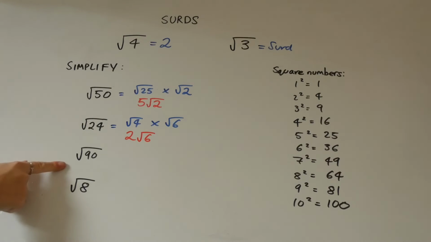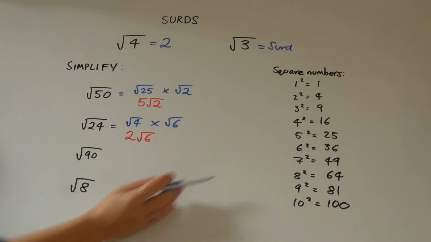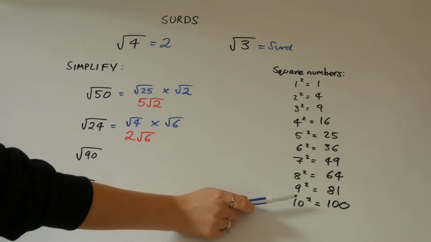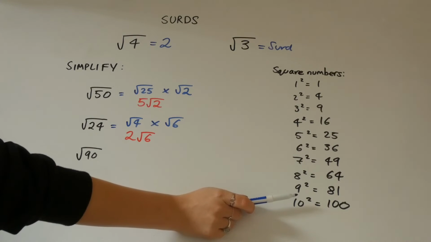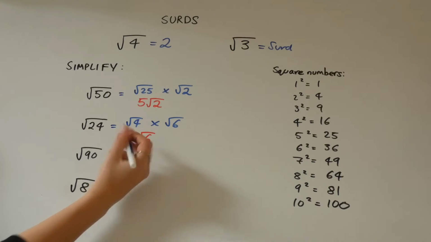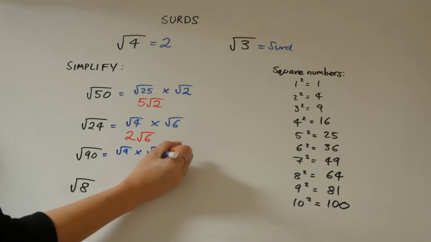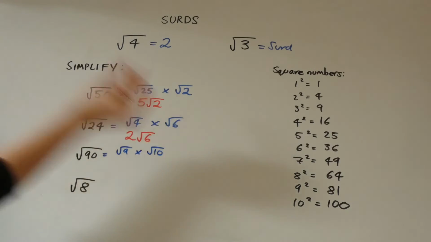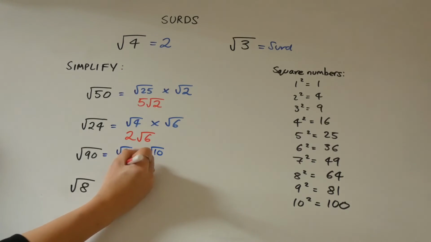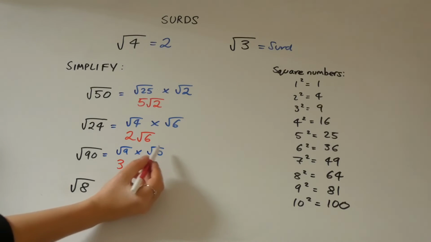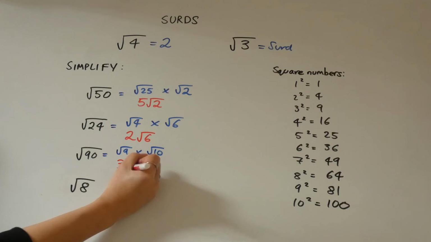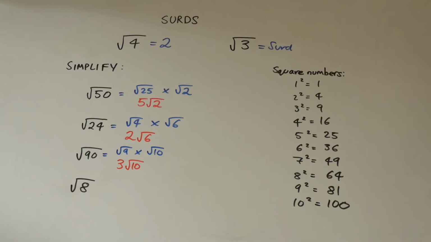Again with root 90, looking for two numbers, one of which is in this list over here, and we know 90 is just 9 times 10, so we can rewrite root 90 as root 9 times root 10. The square root of 9 we know is 3, so we can go ahead and simplify that straight away. And 10 is not a square number, so it's irrational, and we can keep it in its surd format as root 10. So our answer is 3 root 10.